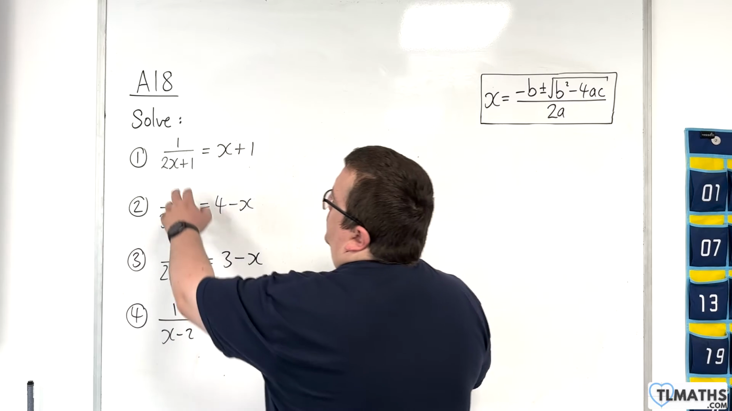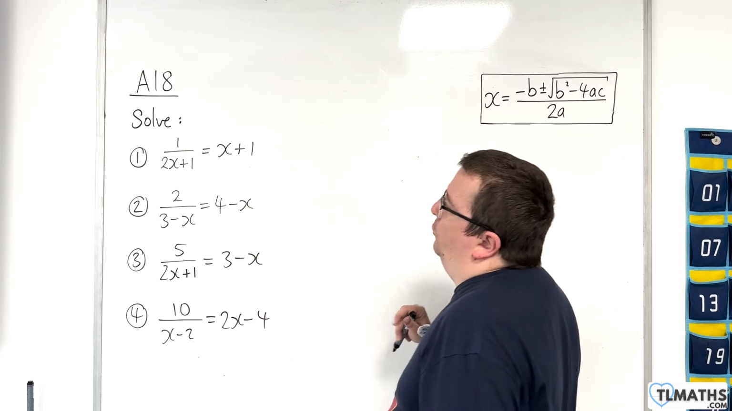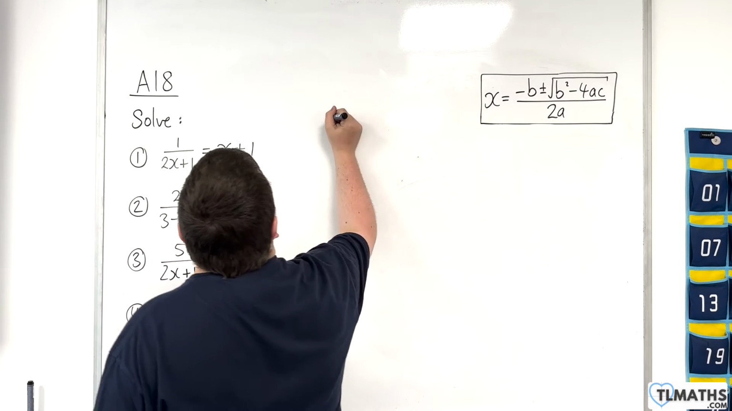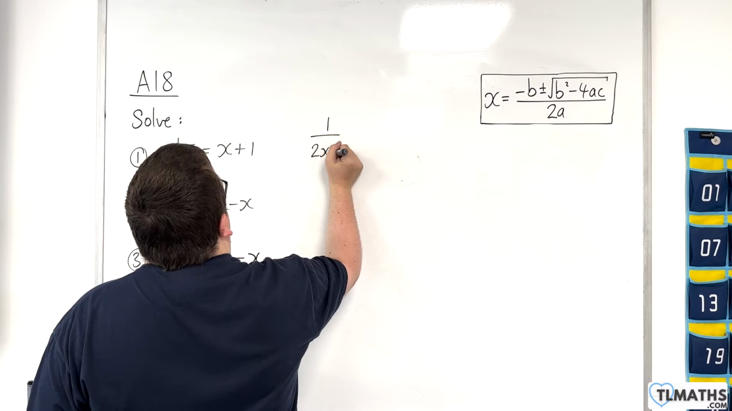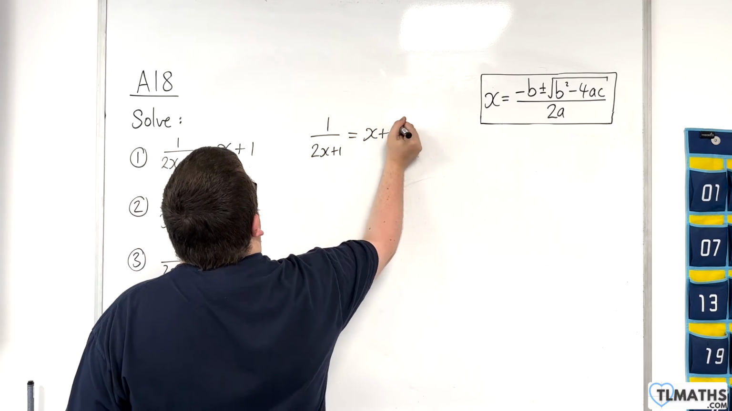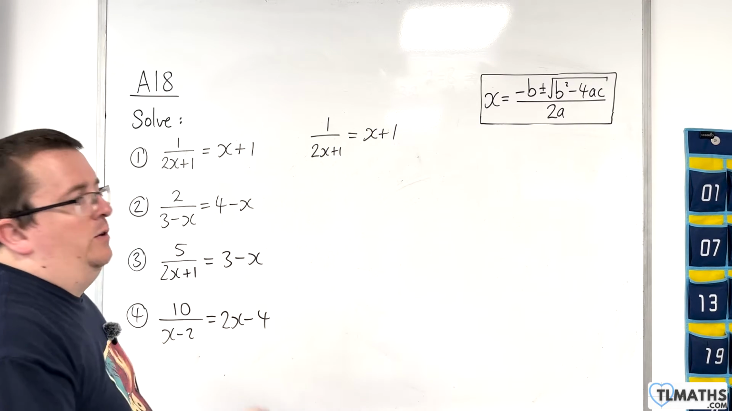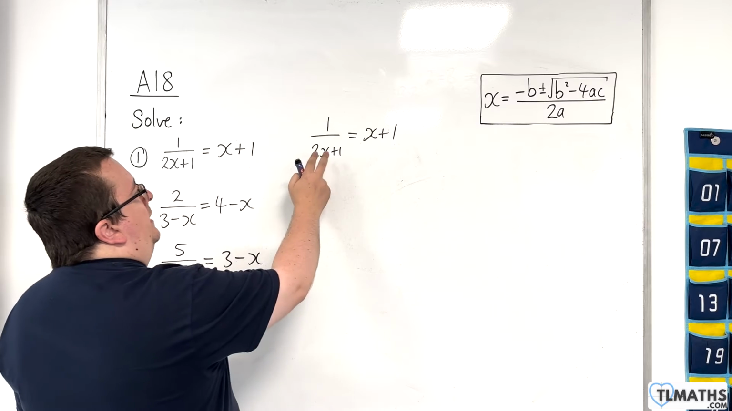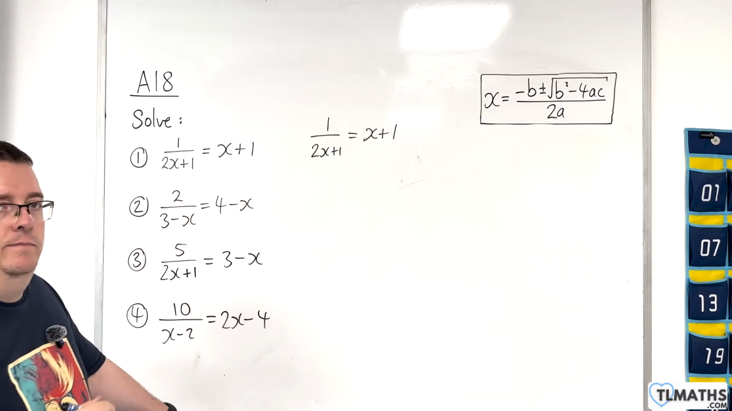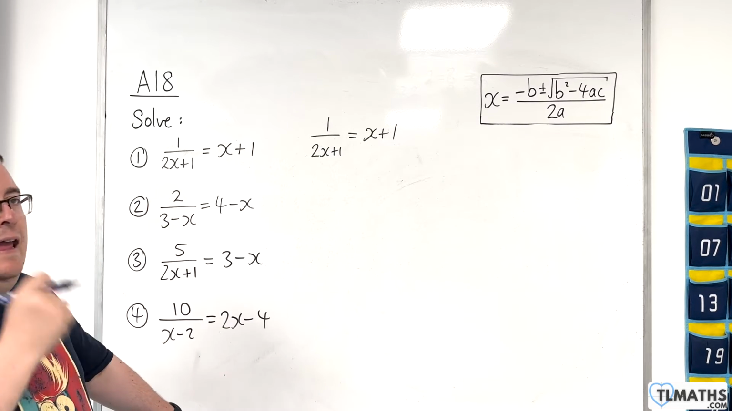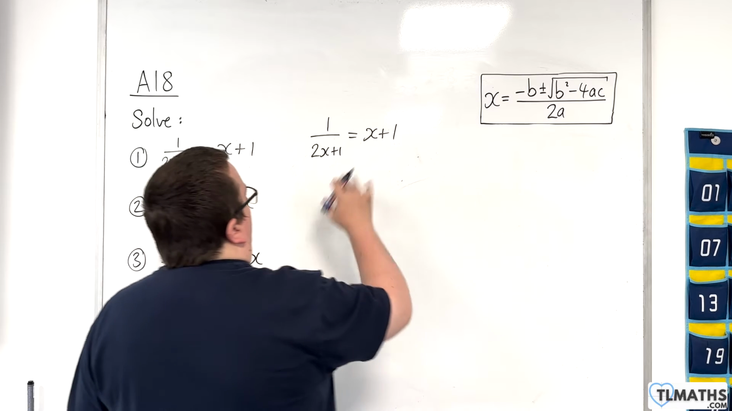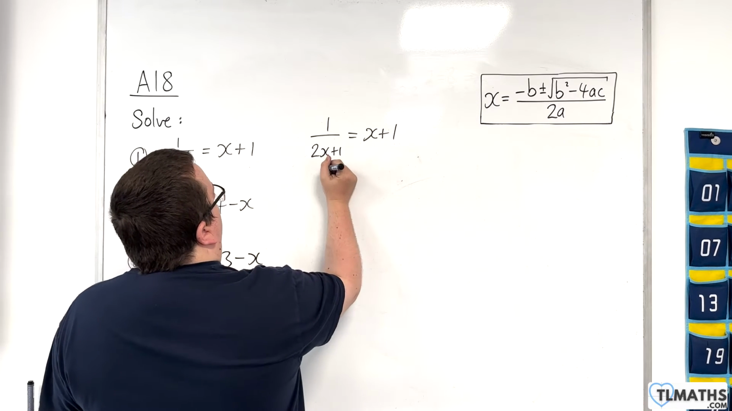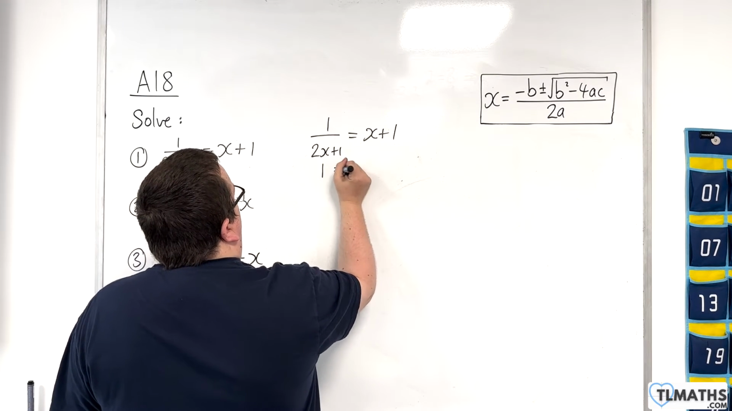We have 1 over 2x plus 1 is equal to x plus 1. So the first thing we're going to want to do is to multiply by the denominator here. So we want to get x out of the denominator. So we're going to multiply both sides by 2x plus 1. The left-hand side just becomes 1.